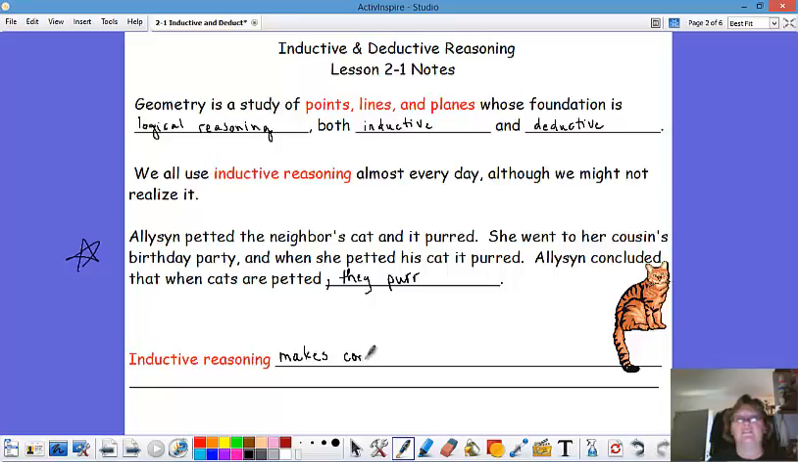Makes conclusions based on observations, patterns, etc. Okay? Makes conclusions based on observations, looking at what's happened in the past and deciding whether or not that will happen all of the time.